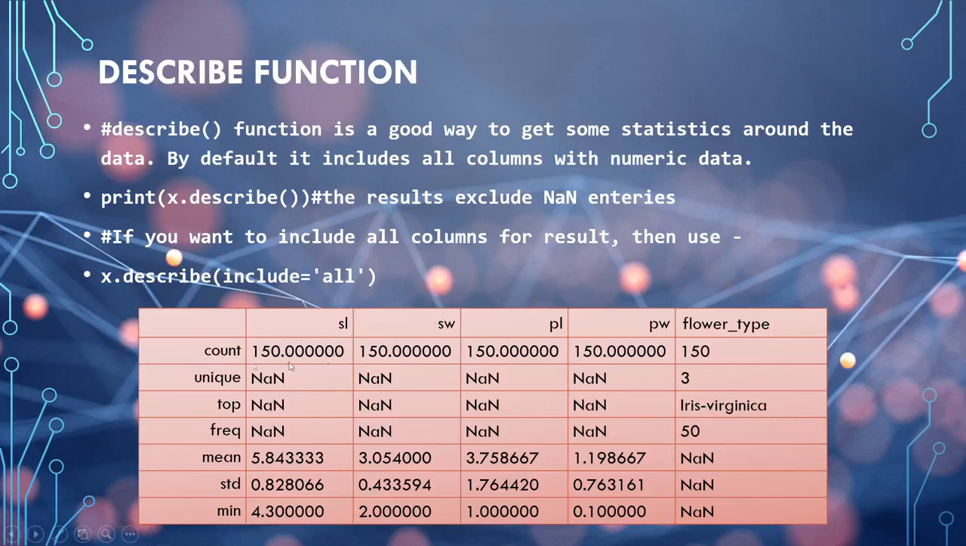You can see it gives us some very useful statistics. It gives us the count. I told you the number of rows is 150. It gives you whether it is unique or not. No sepal length is unique with respect to each other, therefore it gives us null. And how many unique flower types are there? 3. I told you about 3 flower types: iris setosa, virginica and versicolor. So the mean, standard deviation and minimum value are also there.